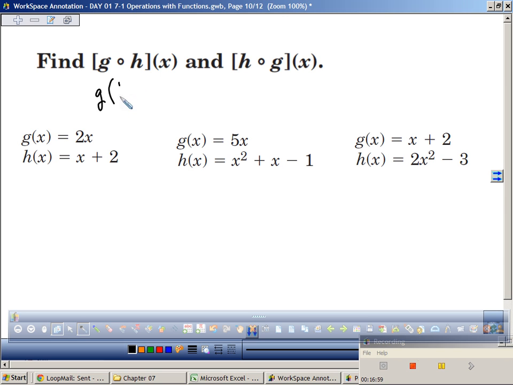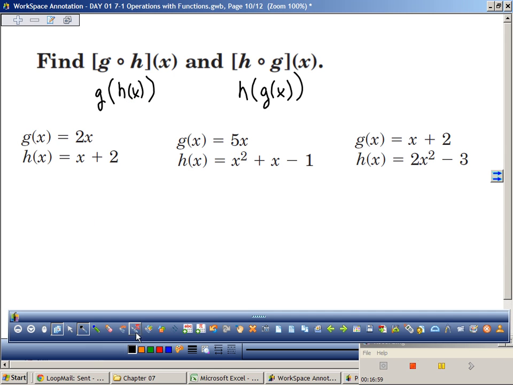G of h of x, which is exactly what we've already been doing. And h of g of x. Does that make sense? We're talking about a function of g with respect to h. So you've got to talk about h first, and then you can talk about g. So I don't think we need to do all of these. Let's just do two of them. Sound good?